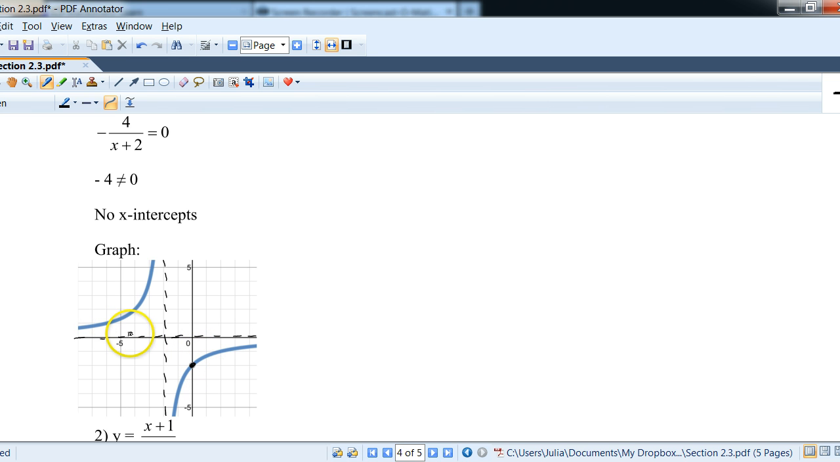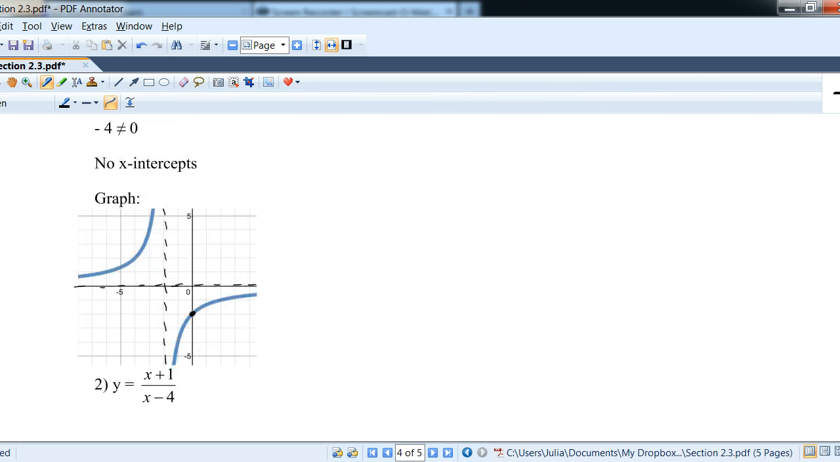On the left side, to the left of the asymptote, you would have to plot a point to figure out if the graph is above the x-axis or below the x-axis. You could pick -5, for example, and notice how it's going to be positive. Or you can, again, check with your graphing calculator, as long as you know.